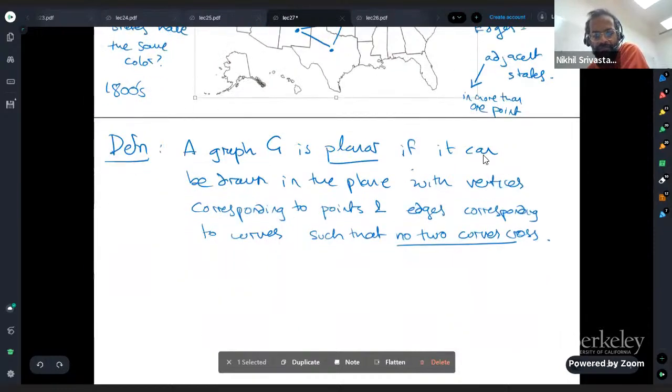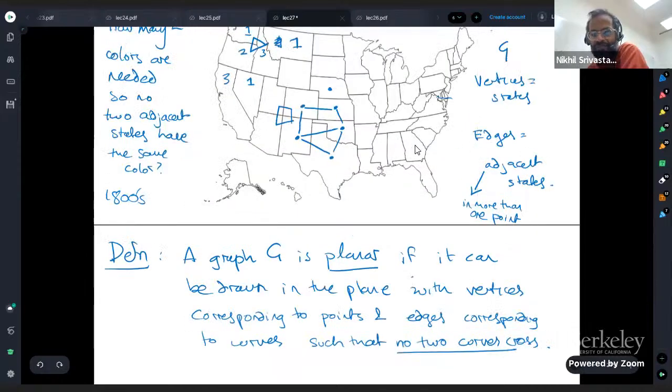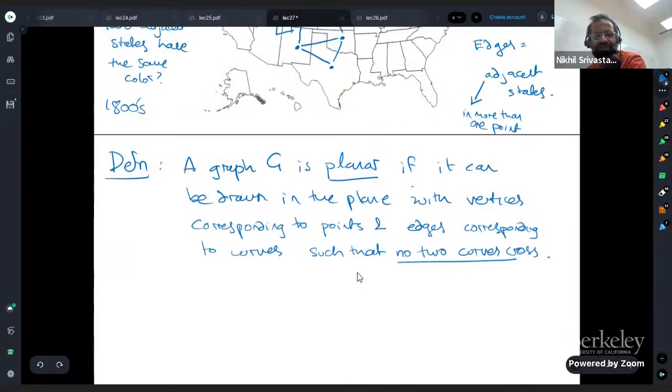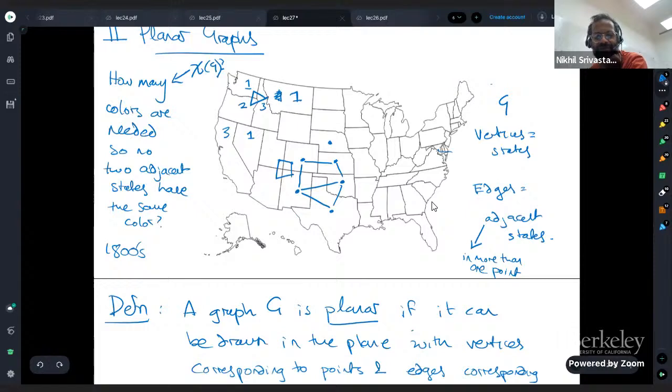And if you define for any map, like a geographical map, a graph this way, then it's by definition planar. Because, I guess that actually requires a proof. I don't want to prove that right now, but it can be shown that for any map, if you define adjacency as adjacent states, but in more than one point, then you get a planar graph.